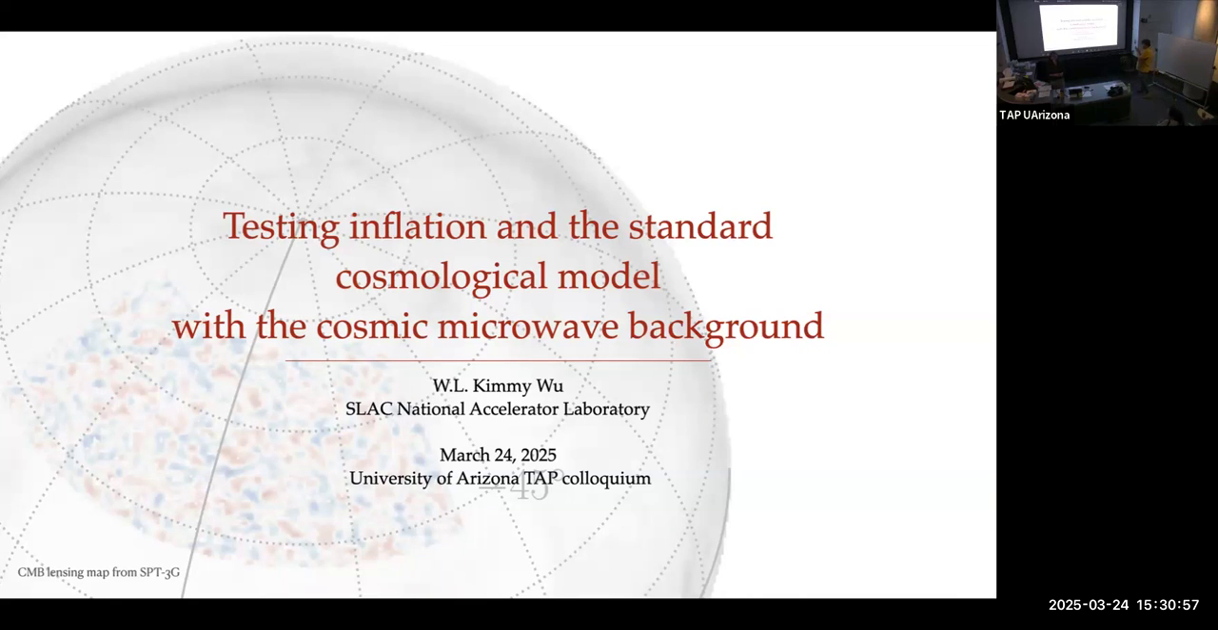So our speaker today is Kimmy Wu, and Kimmy has been working on the CMB for some time. She got her degree from Stanford, and then got prestigious postdoctoral fellowships first at Berkeley and then at Chicago. And then she said, "Well, it's too cold here," so she decided to move back to California, where she's currently a Panofsky Fellow at SLAC. But starting in the fall, she is going to be faculty at Caltech.